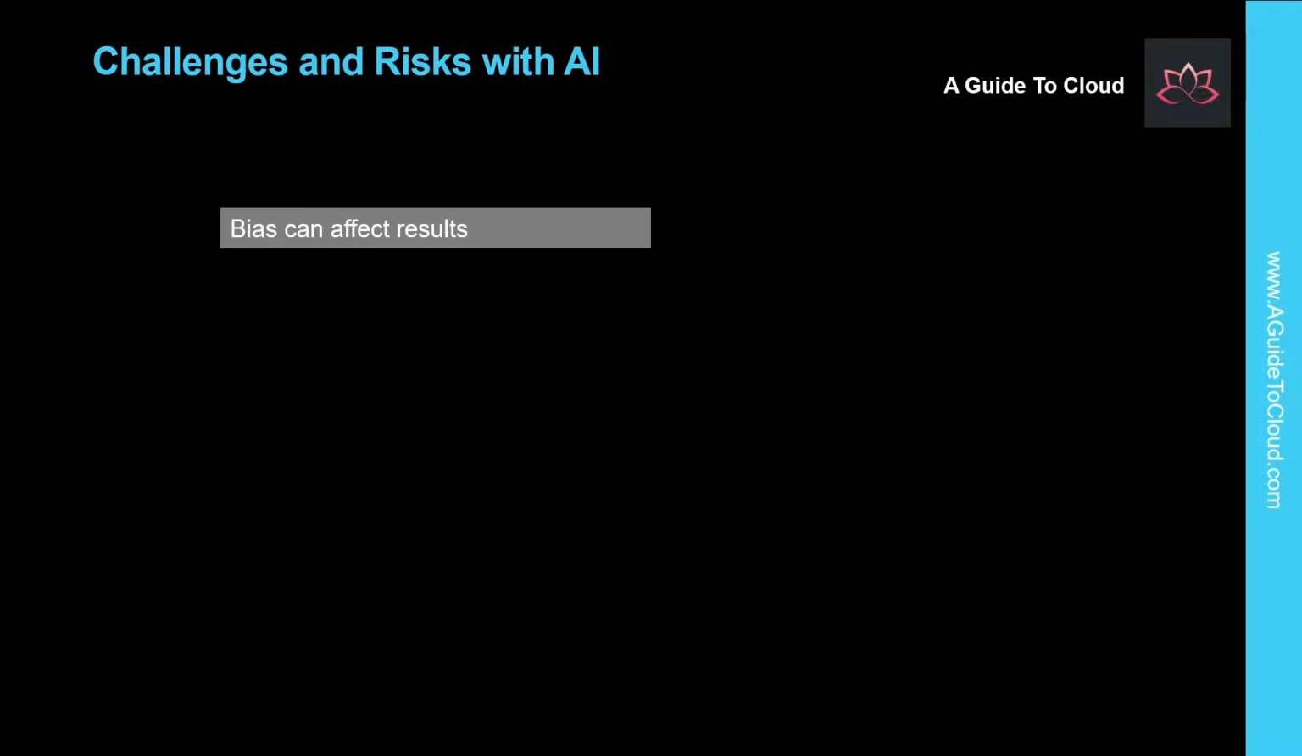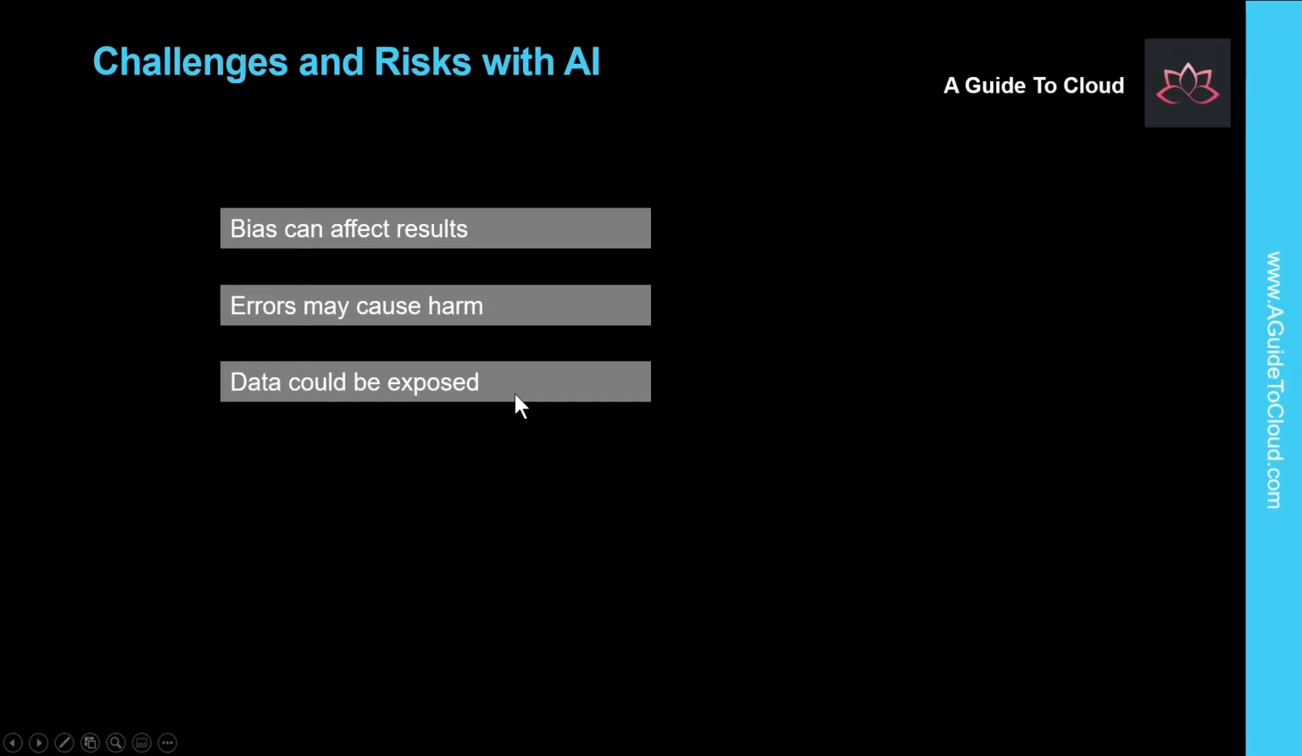The first one is bias can affect results. Let's look at the first example on this. An example could be a loan approval model discriminates by gender due to bias in the data with which it was trained. Another challenge or risk is errors may cause harm. An example of this is an autonomous vehicle experiences a system failure and causes a collision. And the third challenge or risk could be data could be exposed. An example of this risk is a medical diagnostic bot is trained using sensitive patient data which is stored insecurely.